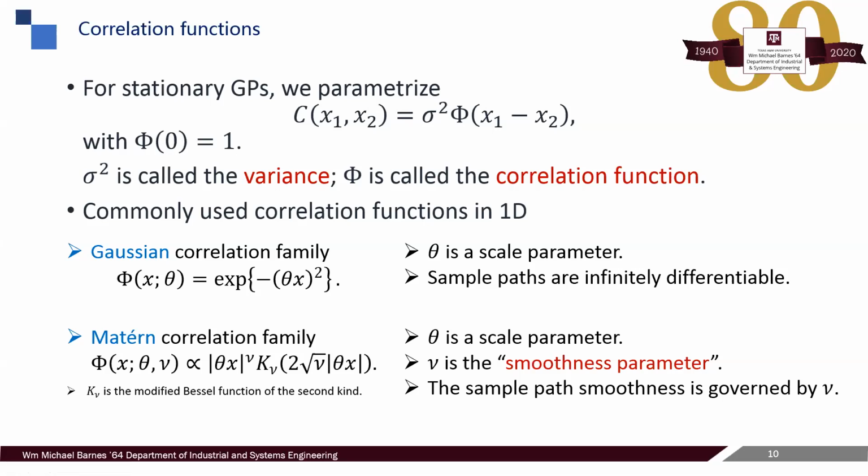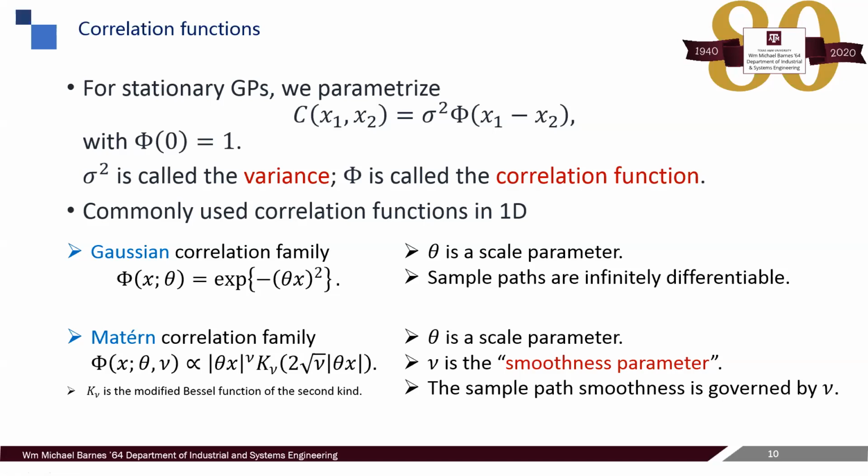There are some commonly used correlation functions, the Gaussian correlation and the Matern correlation. You can see that in each family, we have additional parameters that are undetermined. So this theta is a scale parameter. Basically, this scale parameter means that we are stretching the input space, right? X is multiplied by theta. That means you either pull the space or push the space. That's for Gaussian. An important sample path property for Gaussian is that it is infinitely differentiable. So that's a sample path property for Gaussian.